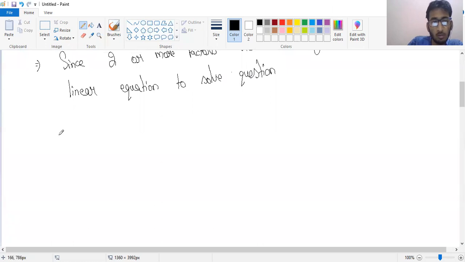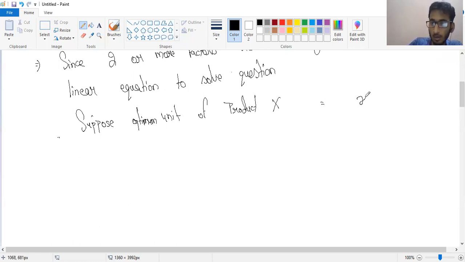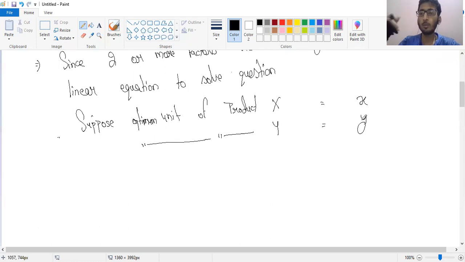Now, linear function. So basically, suppose the optimum unit of product X is X, and the optimum unit of product Y is Y. I'm calculating the optimum mix of product X and product Y. So suppose the optimum units which should be manufactured of product X is X, and of product Y is Y.